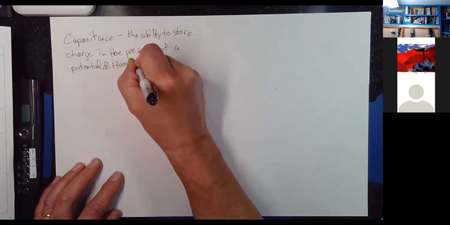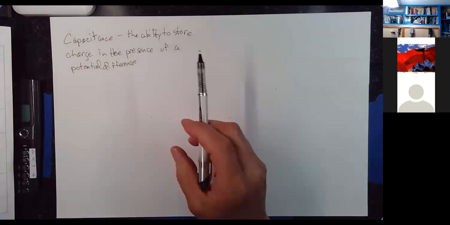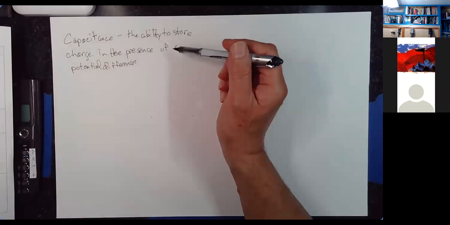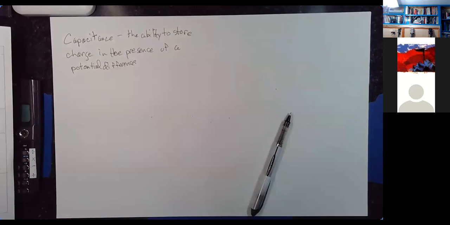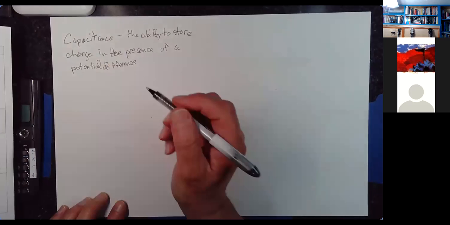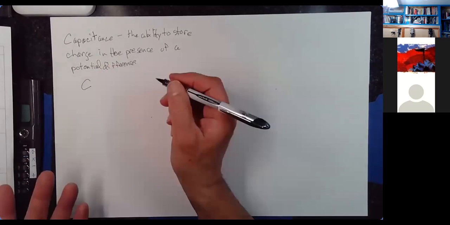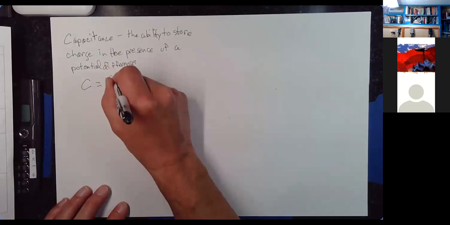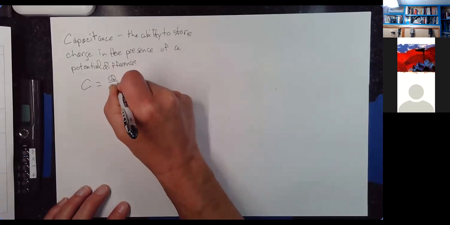Okay, now, if there is a potential difference, that means there's an electric field. And so somehow you're going to store charge in the presence of an electric field or a potential difference. The way that we measure capacitance, by the way, we use a capital letter C for capacitance. That's kind of nice. But it'll just be the amount of charge that is stored divided by the potential difference.